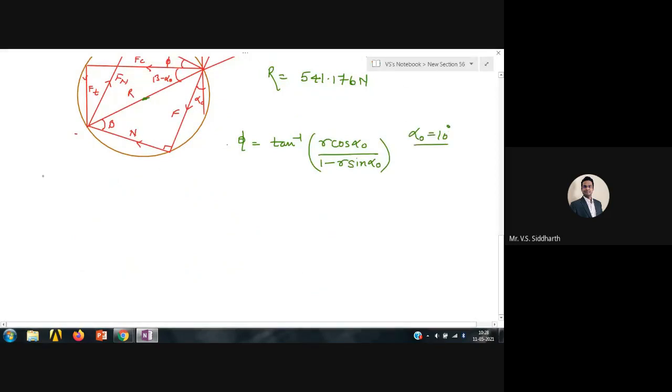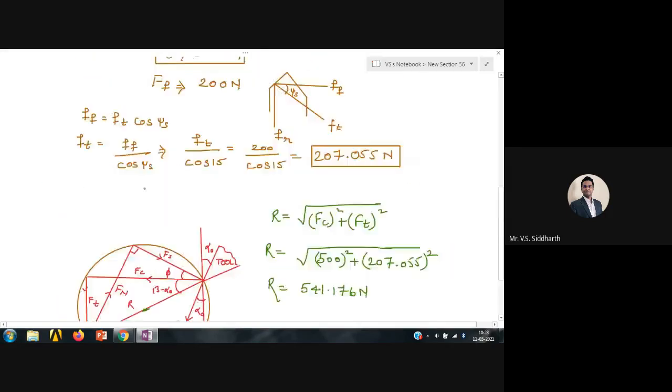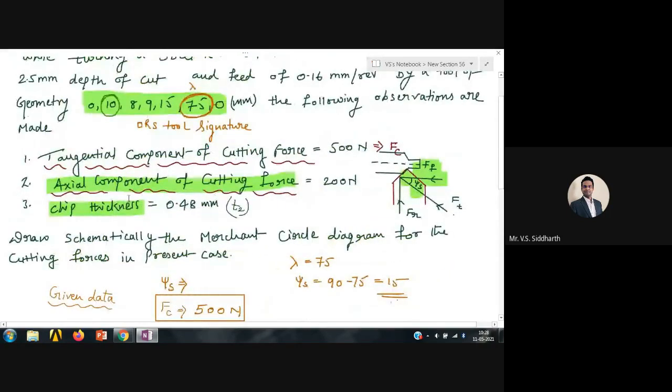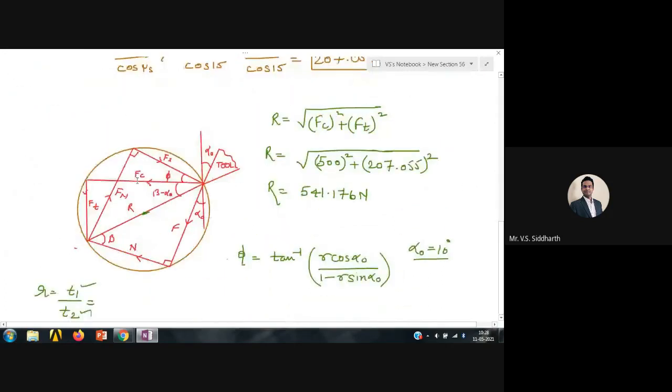Now what is the value of R? R is equal to t1 by t2, where t1 is the uncut chip thickness and t2 is the chip thickness. In the question itself, chip thickness value is given to you as 0.48 mm. Now uncut chip thickness value, how can you calculate?